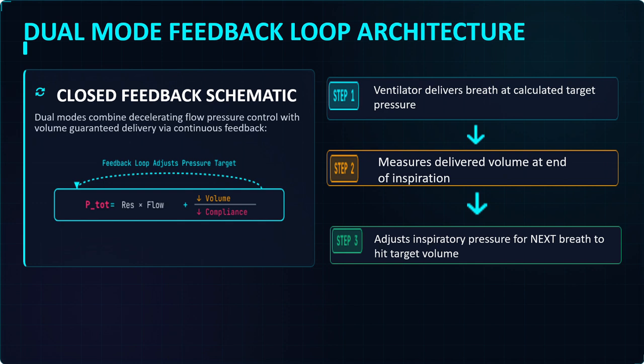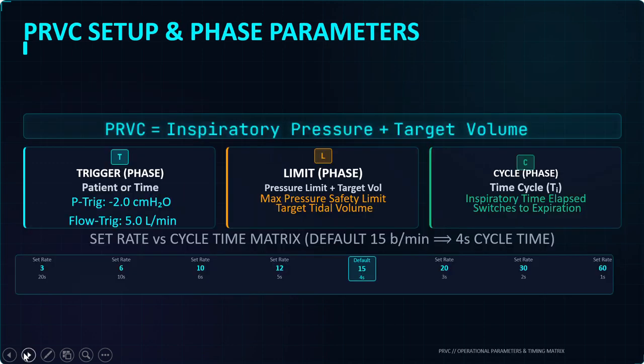Step 1: the ventilator delivers the breath at the calculated target pressure. Step 2: measure the delivered volume at the end of inspiration. Step 3: adjust the inspiratory pressure for the next breath to hit the target volume.